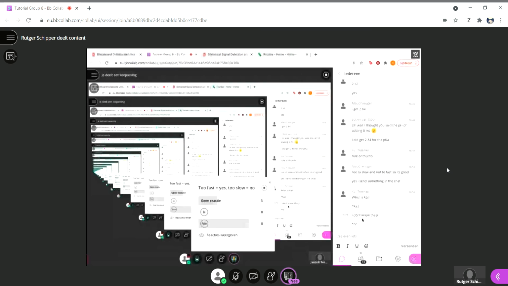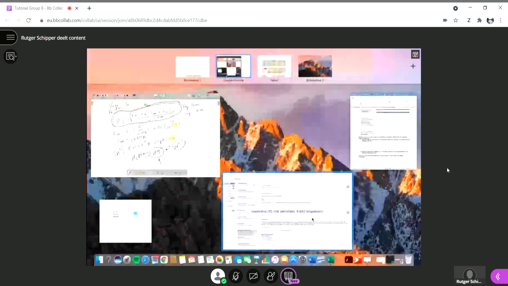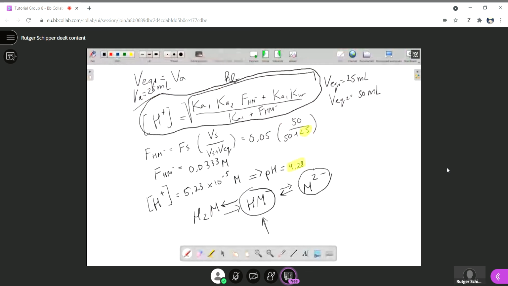Let's see. Ka2 is 2.01 times 10 to the power of minus 6. I will write it down for you. So briefly, repeat Ka1 and Ka2. Ka2 is 2.01 times 10 to the power of minus 6. Ka1 is 1.42.